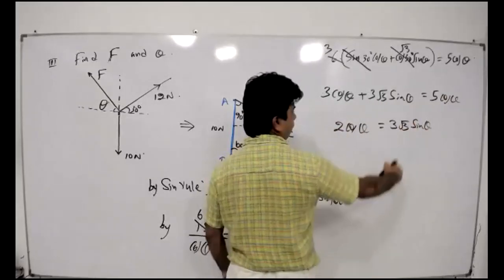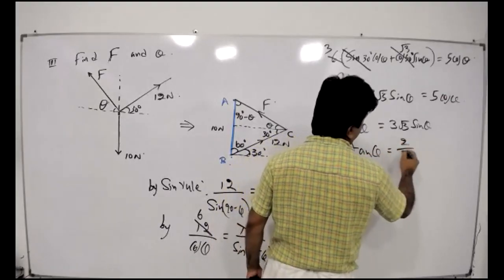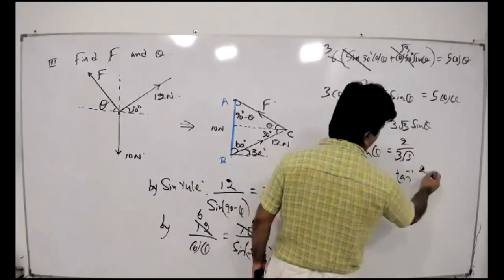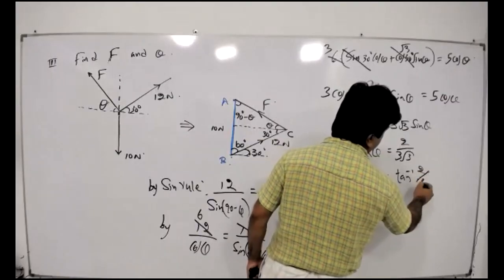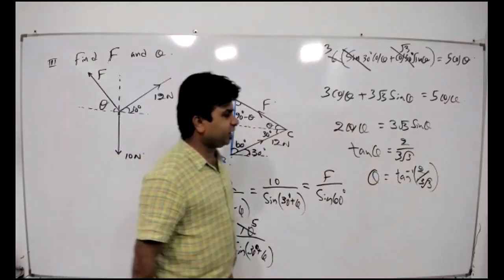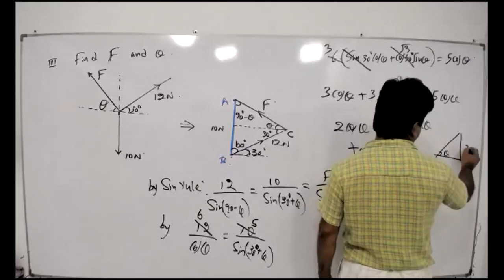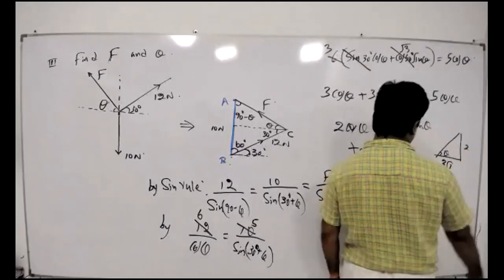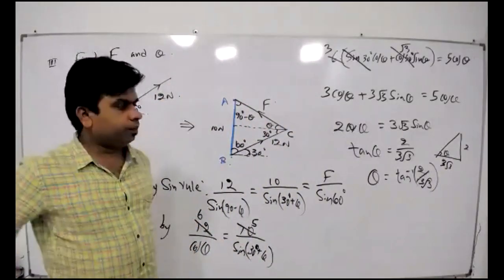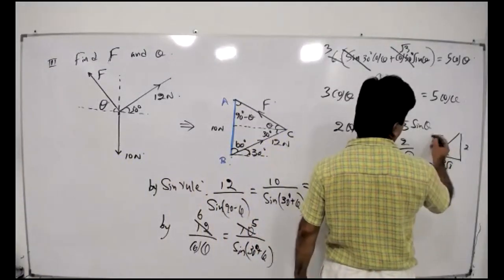Okay. Now cos theta goes to the other side, then tan theta equals 2 over 3 root 3. That means theta equals tan inverse of 2 over 3 root 3. Can you understand? We found the angle, right? Tan theta is 2 over 3 root 3, so here theta, this is 2, this is 3 root 3. What is 3 root 3 squared? 9 into 3, 27, no? 27 and 4, 31. Then this will be root 31. Clear?